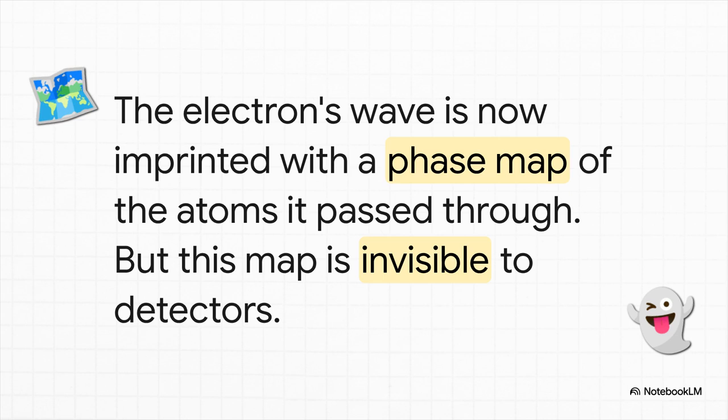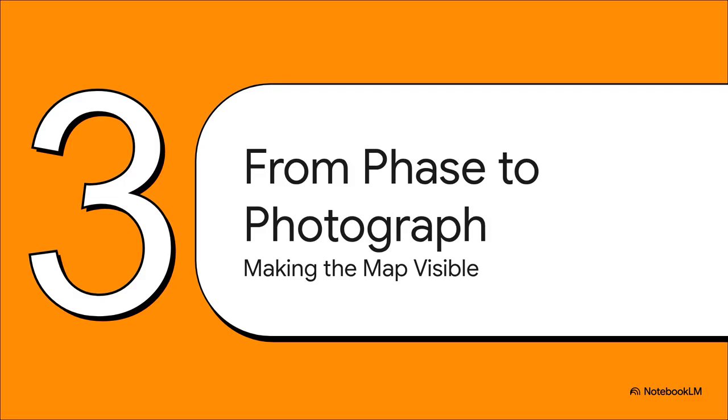The problem is, our detectors, well, they can't see phase. They can only see intensity, bright or dark. So how do we make this amazing invisible map visible? Well, this is where the sheer genius of the microscope's design comes in. We have the map. Now we just need a clever trick to actually read it.